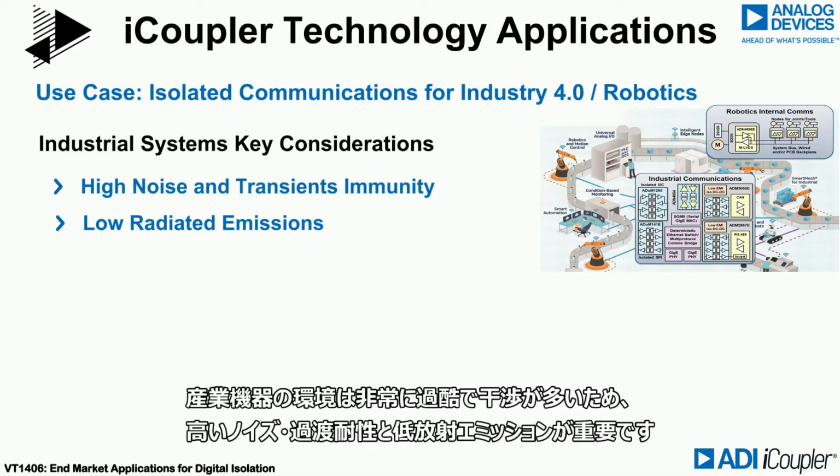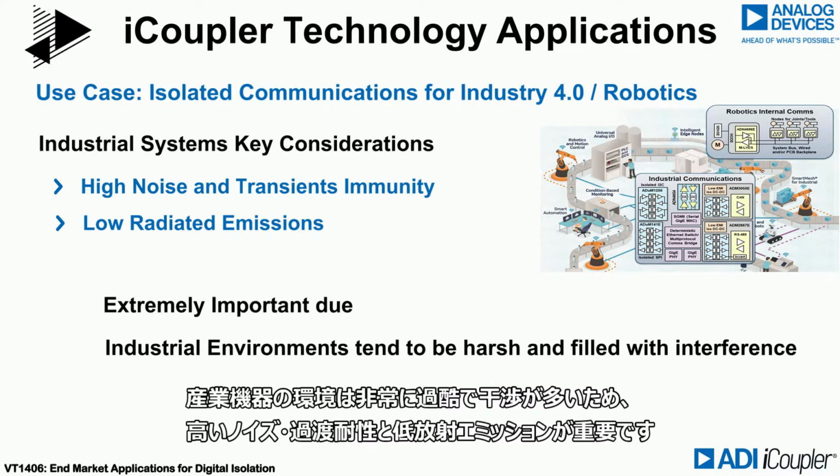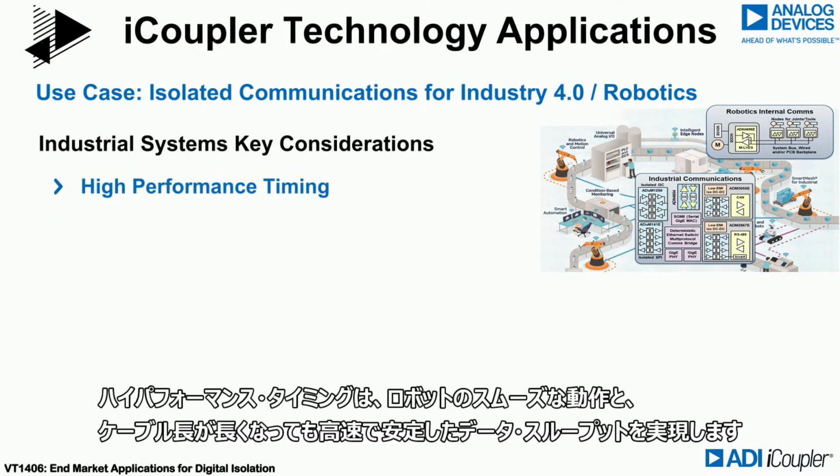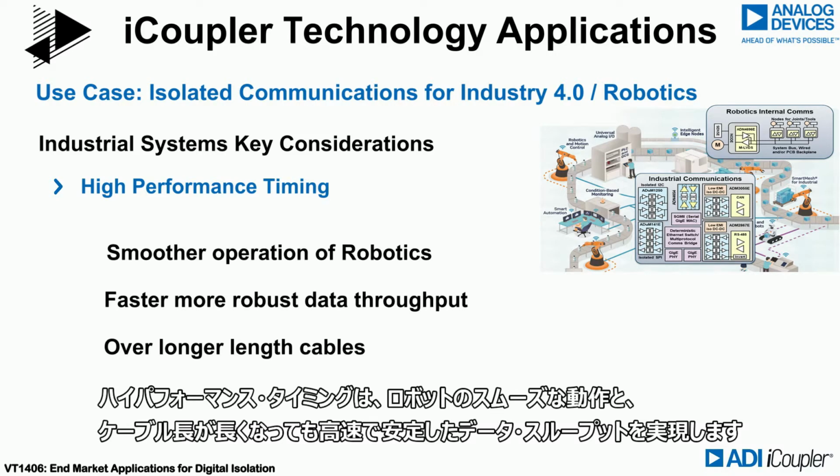High noise and transience immunity, as well as low radiated emissions, are important because industrial environments tend to be very harsh and filled with interference. High-performance timing leads to smoother operations of robotics and faster, more robust data throughput over longer cable lengths.